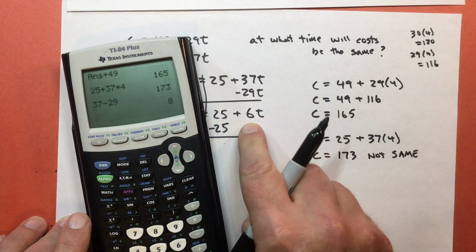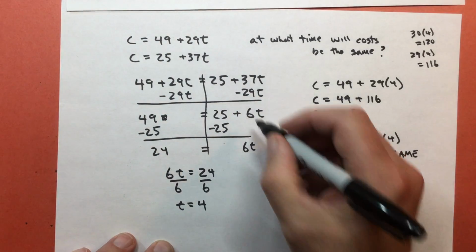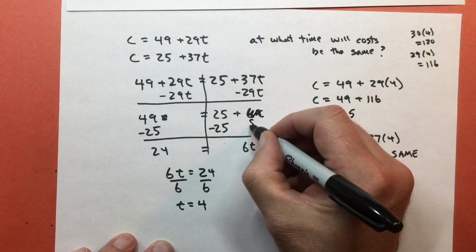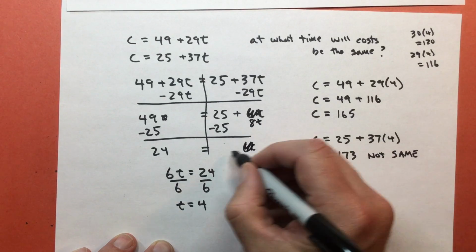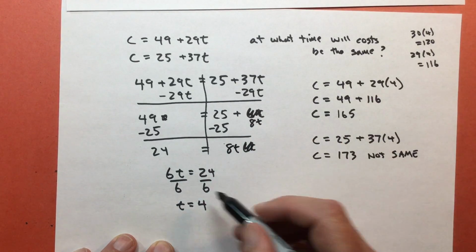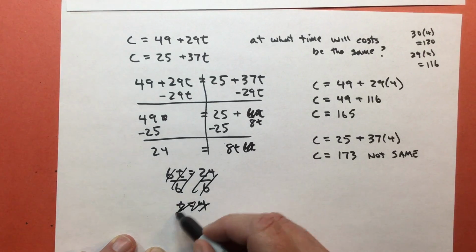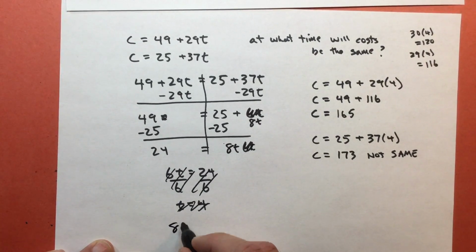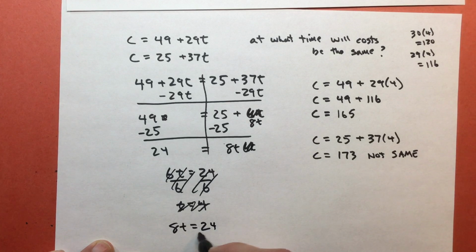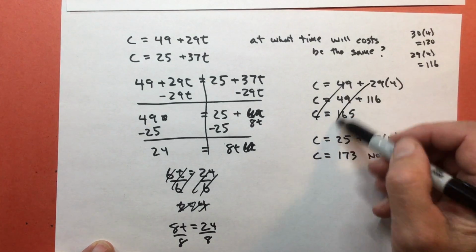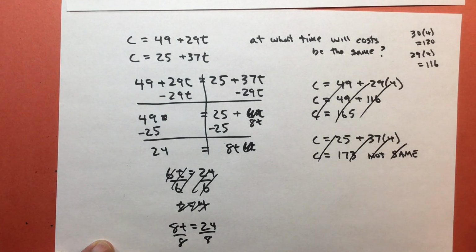$37 subtract 29 is not 6. It's 8. So this is actually 8t. So this right here is wrong. It's actually 8 times t equals 24. So t equals 3 months. So all of this was incorrect.